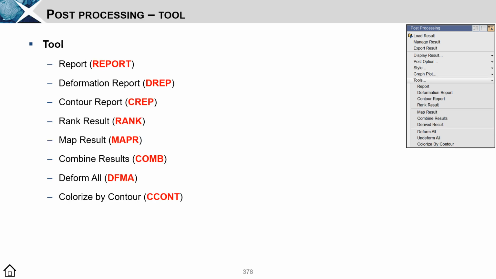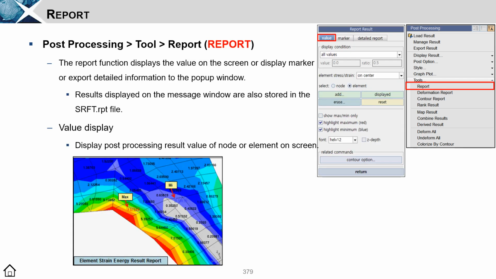These are additional functions for results. There are useful functions to summarize and evaluate the results. The report function displays the value on the screen or display marker or exports detailed information to the pop-up window. If you want to see the text, click the Add button and select the entity that you want. It is possible to show value not only with the report function, but also the double-click menu. The value display method displays the results directly at the location by pressing the Add button and selecting node element.